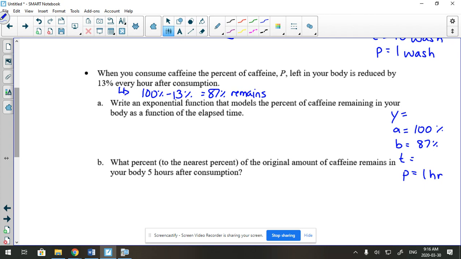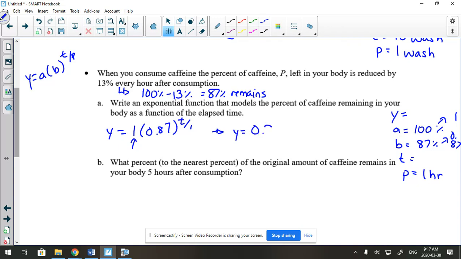So again, with my percentages, I like to write them in their number form. So now we're just going to type in what we know. Here's the general form of the equation. My A is 1, my B is 0.87, my T I don't know yet, and my P is 1. And then you can simplify this. The 1 in front doesn't really do anything. Dividing by 1 doesn't really do anything. So technically, this is just going to be this once everything's simplified.